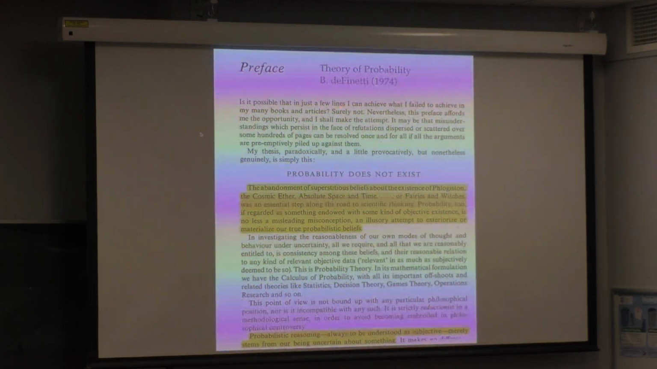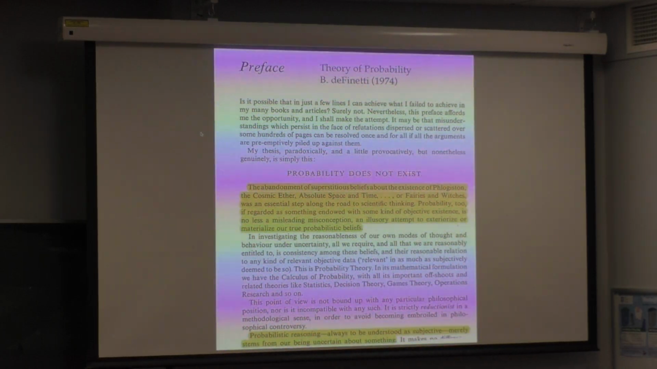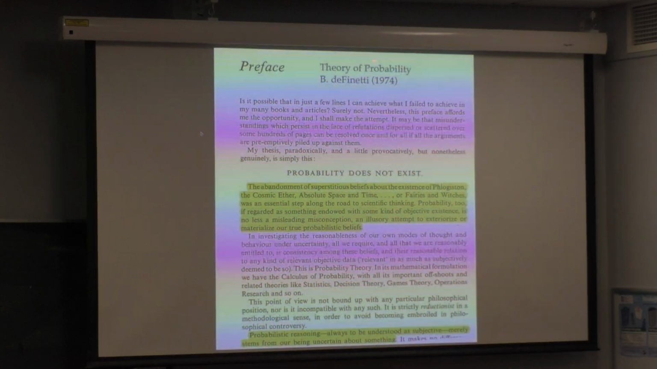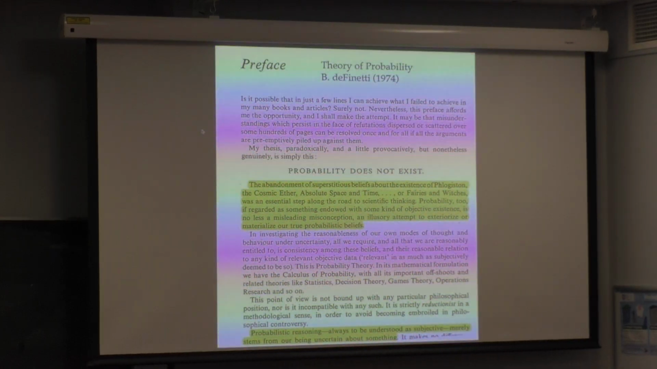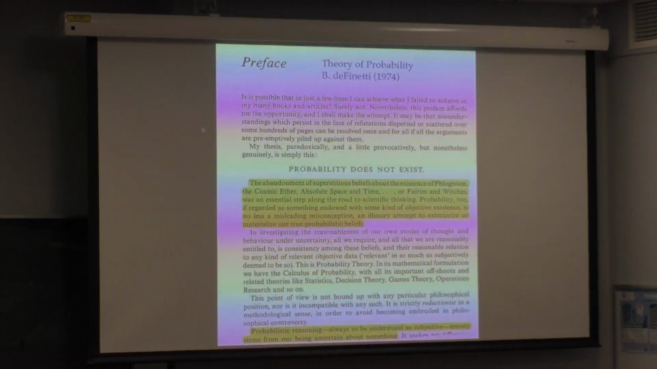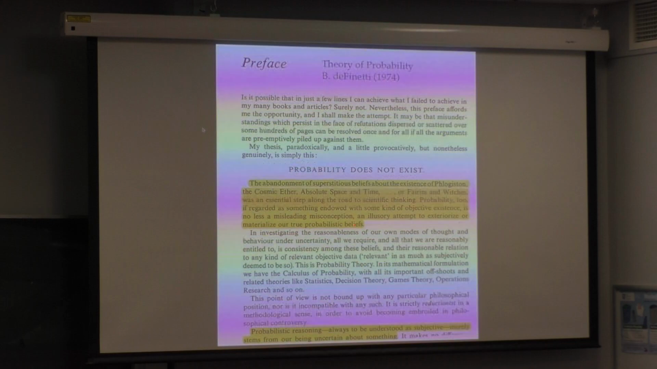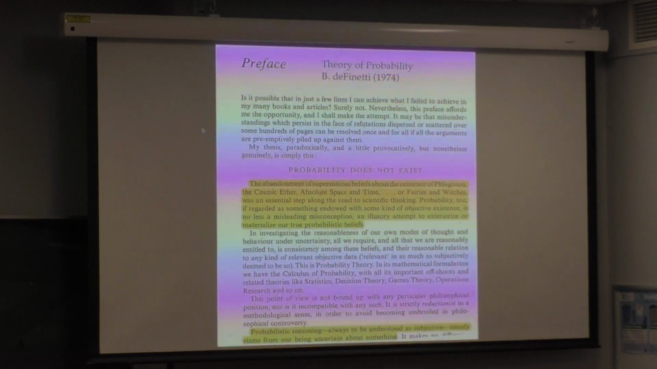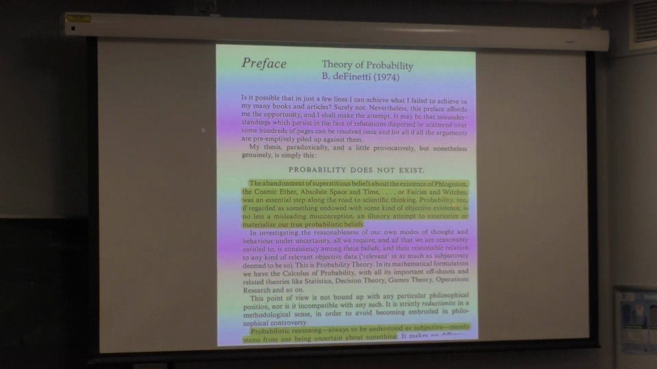This is the preface, first page of the book. And the first thing he says is probability does not exist, which doesn't make much sense if your book is called Theory of Probability, right? So what he meant by that is that probability as an objective thing, as a physical thing, is a bogus concept. It does not exist, and he actually compares that to the existence of witches and cosmic ether and absolute space and time, right?